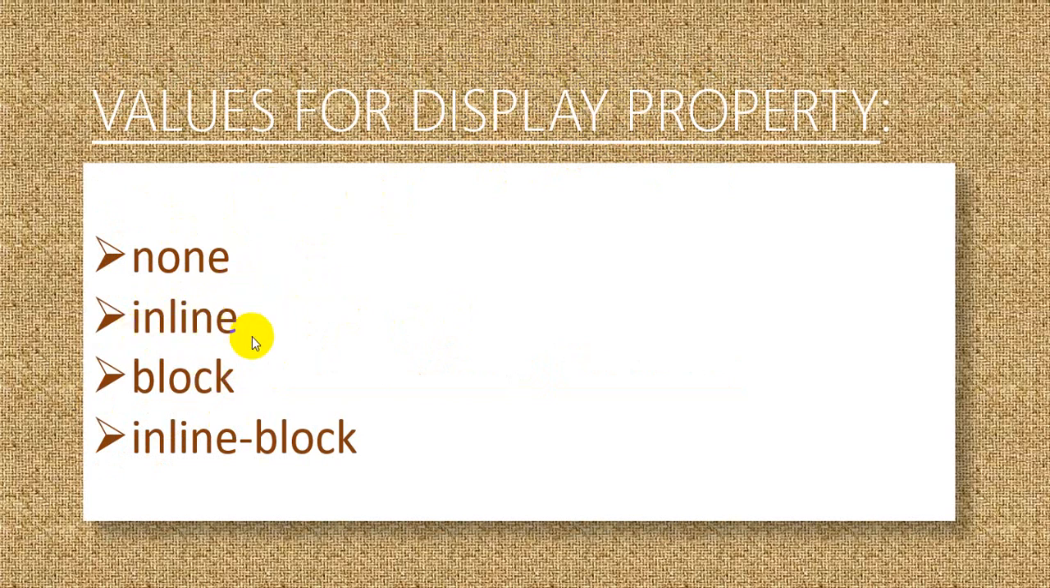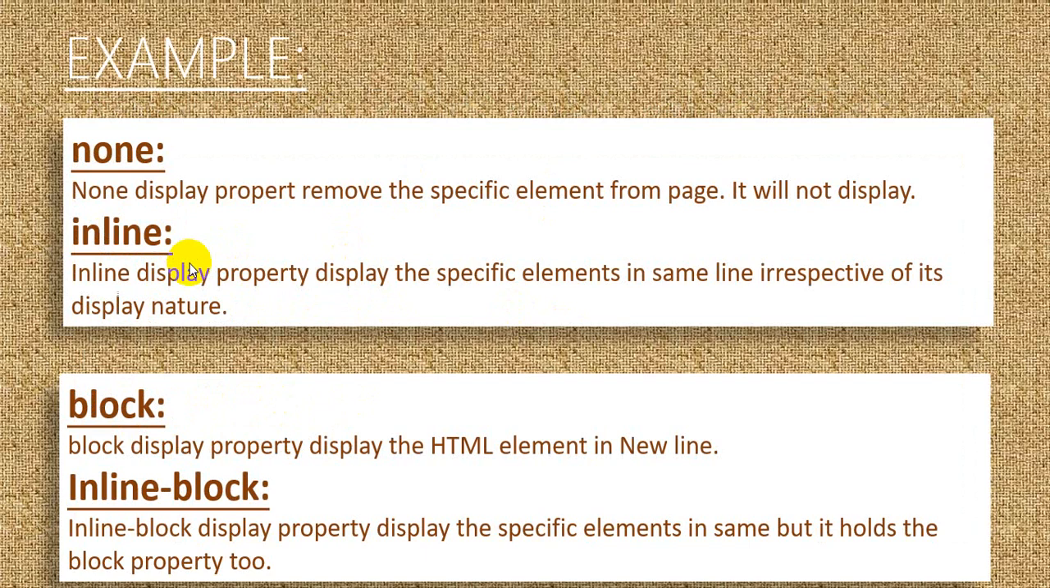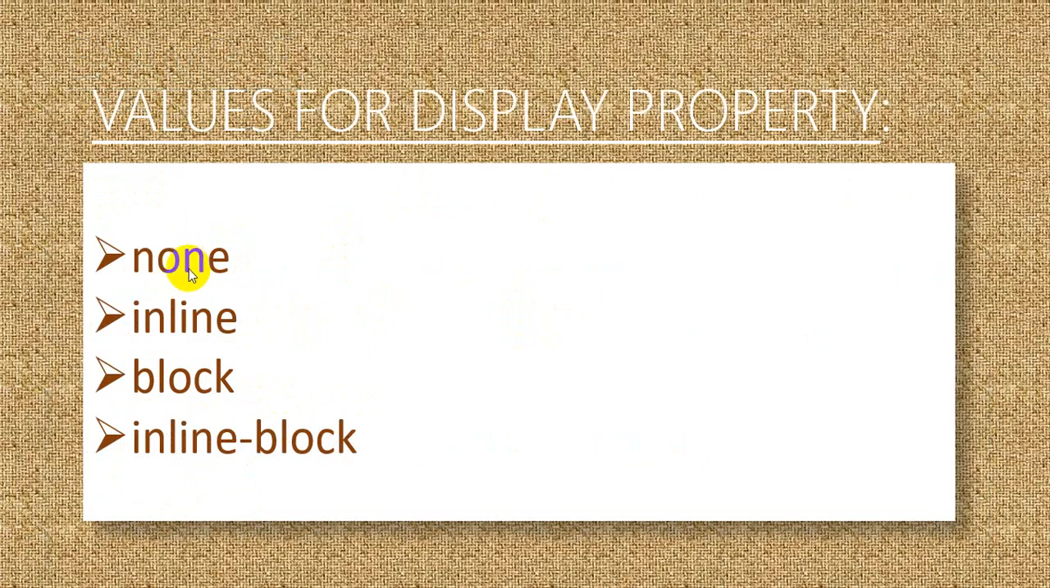First we have seen inline. What is inline? It will display the element in the same line. And what is block? It will display in a block or in a new line. Then we will see what is none. The none value is used to remove an element, to make it disappear.